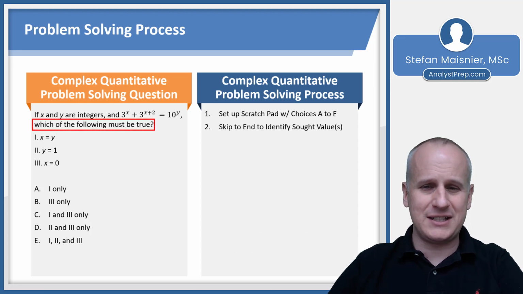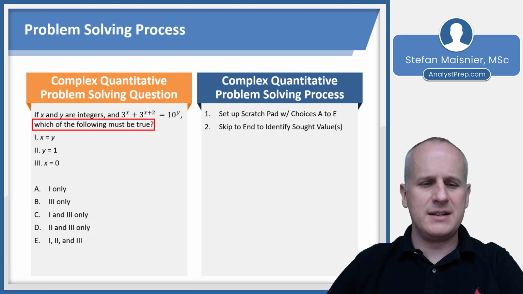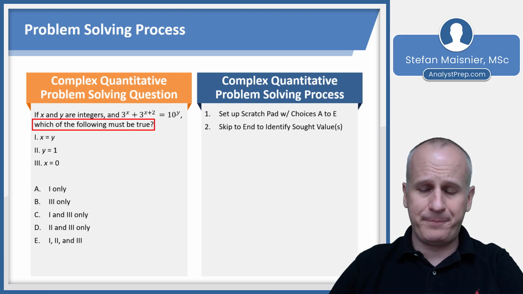So we still have to skip to the end to identify the sought value, and we'd be asking for which of the following must be true. And if we're looking at the answer choices and we were working through a scratch pad, we'd write A, Roman numeral 1, B, Roman numeral 3, C, Roman numeral 1 and 3, D, Roman numeral 2 and 3, and E would just probably say all.